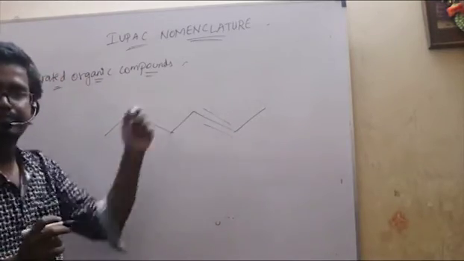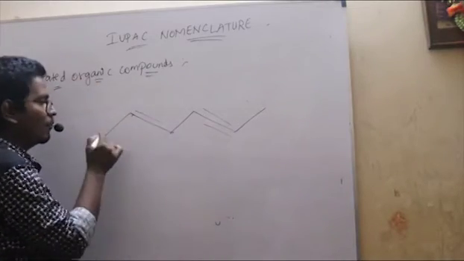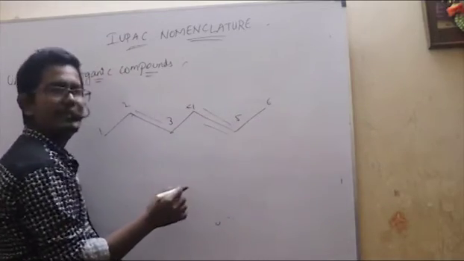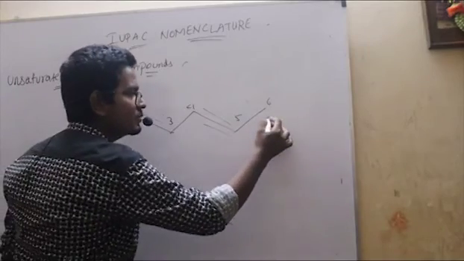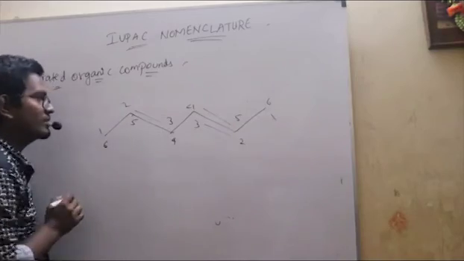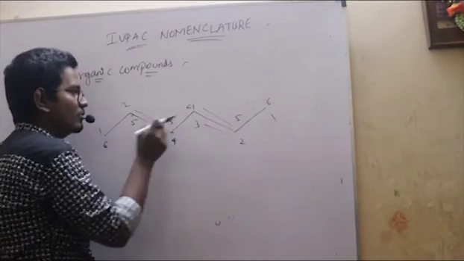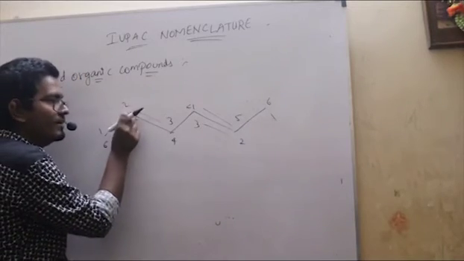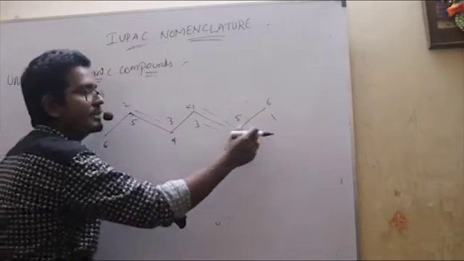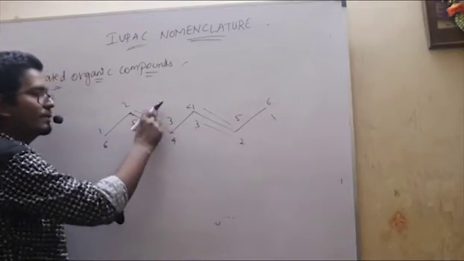You can now see here, I am going to give the numbering for this compound: 1, 2, 3, 4, 5, 6. In this way I am giving the numbering, and in this way also I can give the numbering 1, 2, 3, 4, 5, 6. When I give the numbering from this side, at the second carbon I get the double bond, and at the fourth carbon I get the triple bond. When I give the numbering from this side, at the second carbon I get the triple bond, and at the fourth carbon I get the double bond.